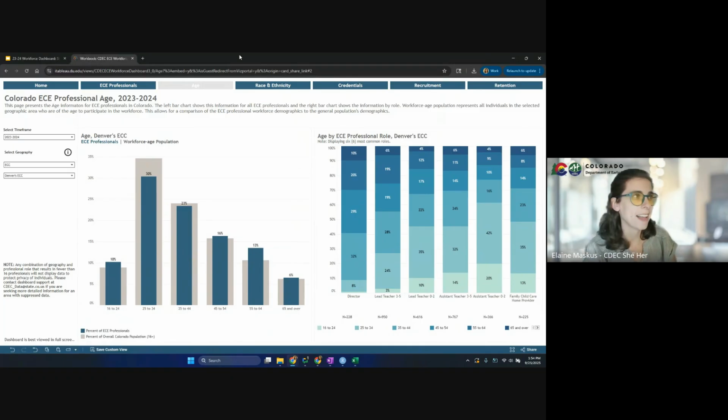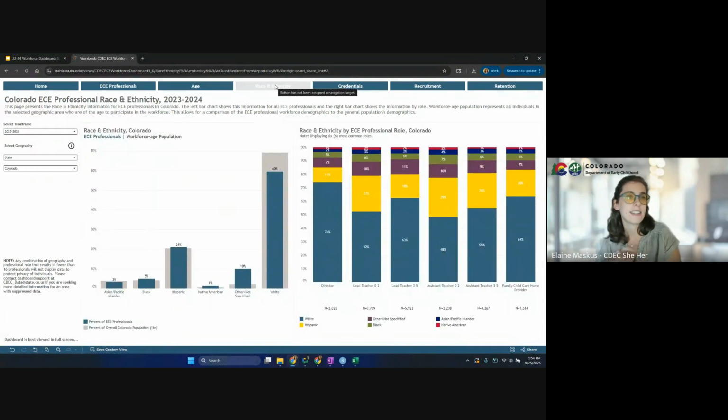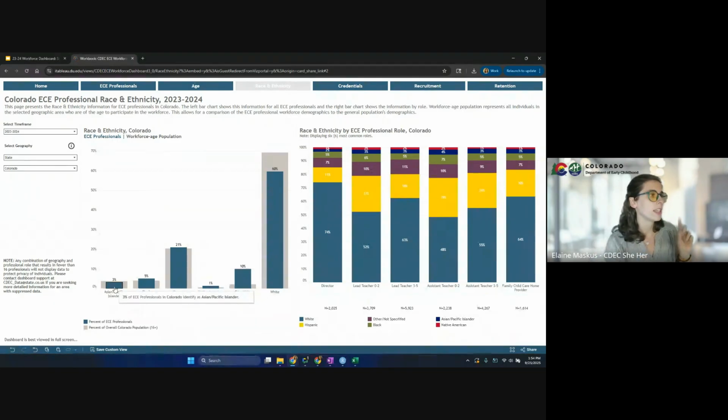So play around with it, lots to see here. Race ethnicity is set up in a similar way. So again, there's a time frame and then the geographic filters. The left-hand side shows the percent of professionals that fall into different racial and ethnic categories compared to the overall workforce population in the state of Colorado. And then over here on the right-hand side, we have this broken out by job role as well.